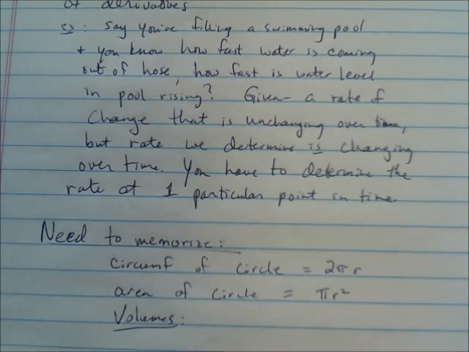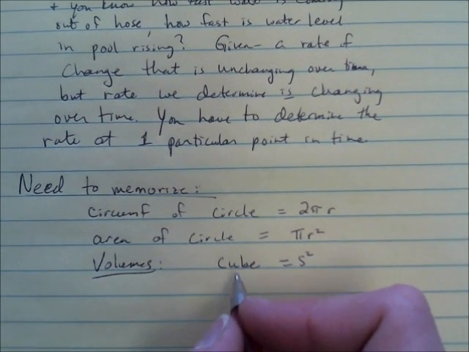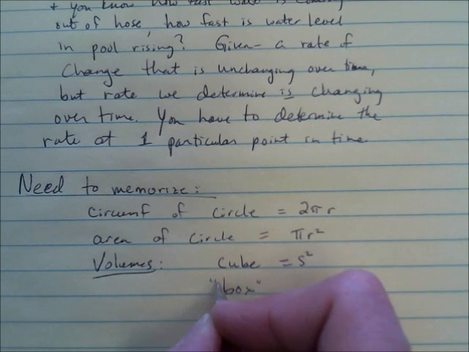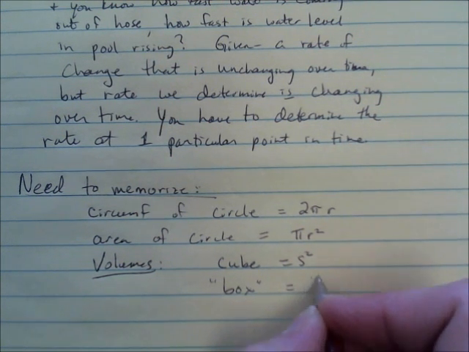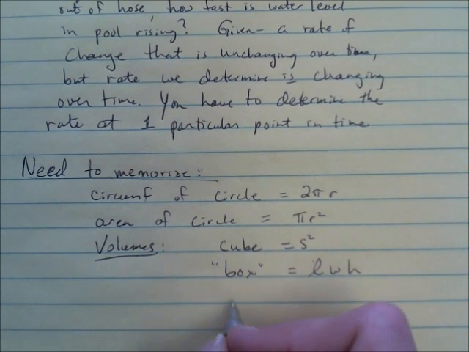So I don't know if anybody's noticed over on my side wall, but I've got a bunch of volume formulas over there. I'll be taking these down when you need to take a quiz or a test on them. But the volume of a cube is equal to side cubed. That's probably from elementary school. You remember that. And a rectangular prism, which I'm just going to call a box, that's length times width times height. That's pretty easy. A cylinder.